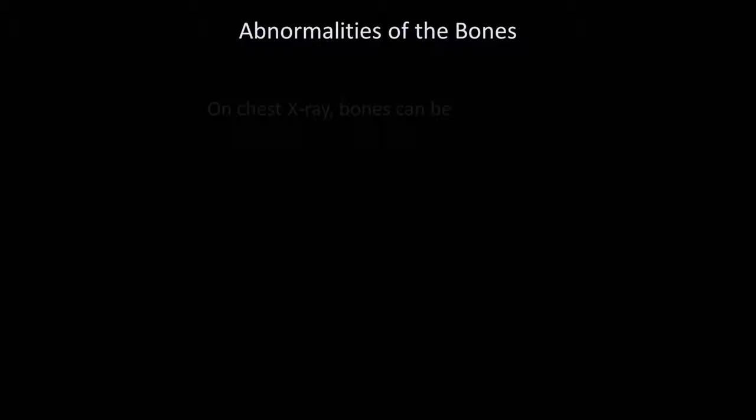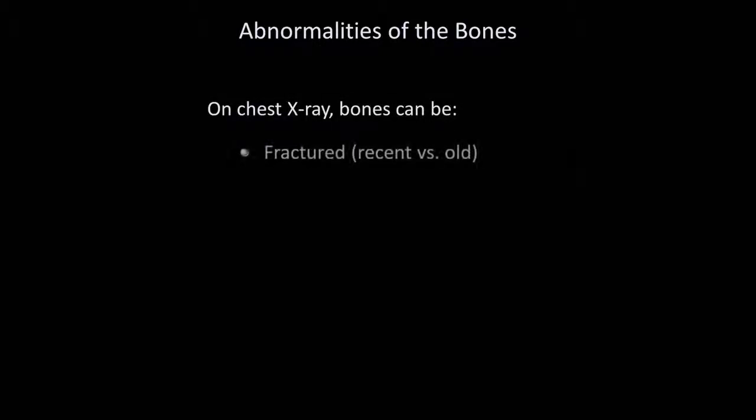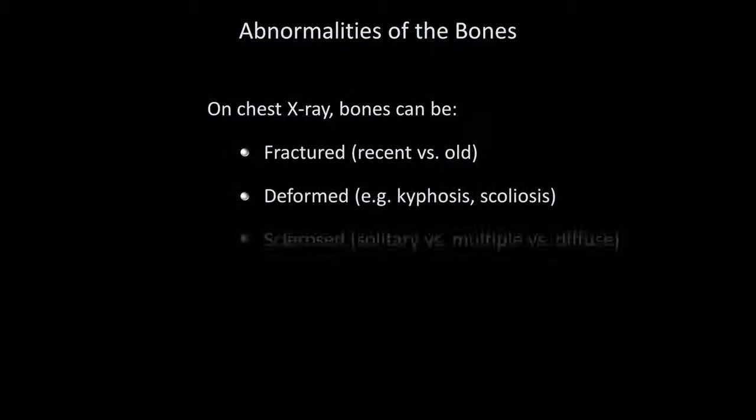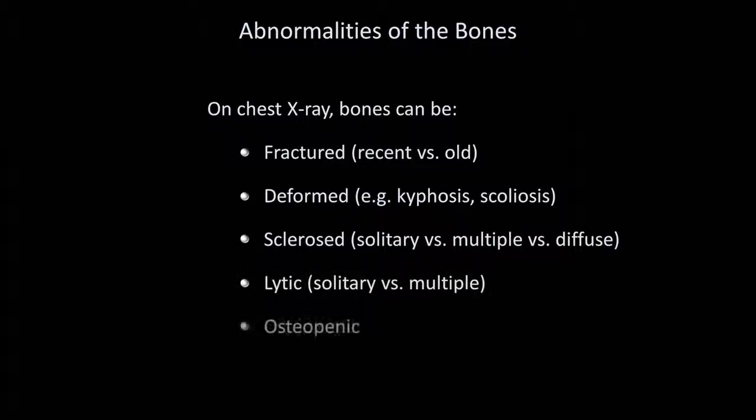Let's move on to bones. On chest X-ray, bones can either be fractured, deformed, sclerosed, lytic, osteopenic, or notched, which applies just to ribs. In particular, identifying osteopenia on a chest X-ray is very difficult. I don't recommend doing that unless you are an experienced radiologist, and I won't talk about it more here.